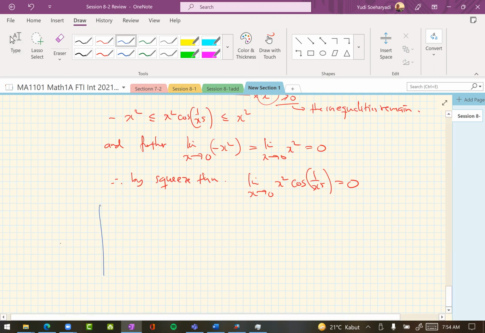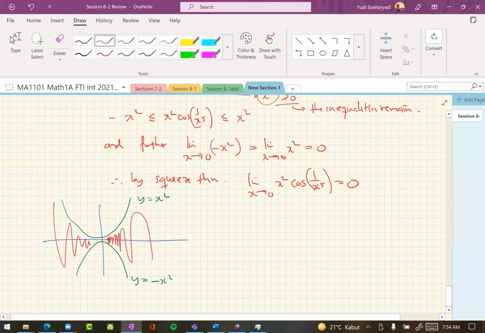So pictorially it looks like this one here. Minus x squared is this one, and x squared, right? So where is the cosine? The cosine thing is this. What we find, the upper and lower, is the one squeezing from the top and from the bottom. You see that here the squeezing actually coincides at this point. And we just do the same thing. So this pictorially is what the squeeze theorem is about.